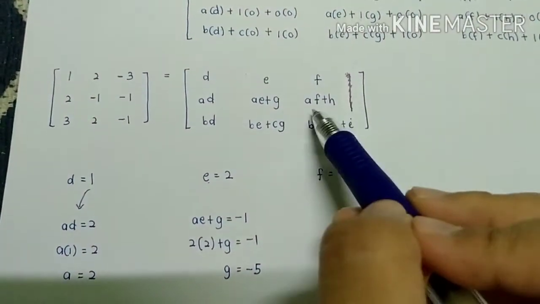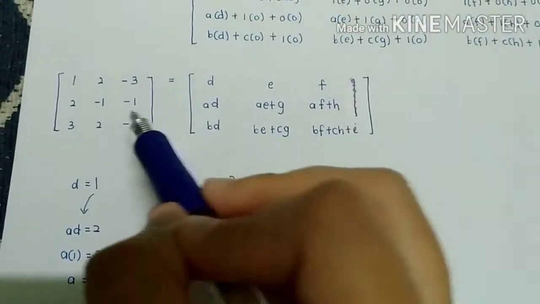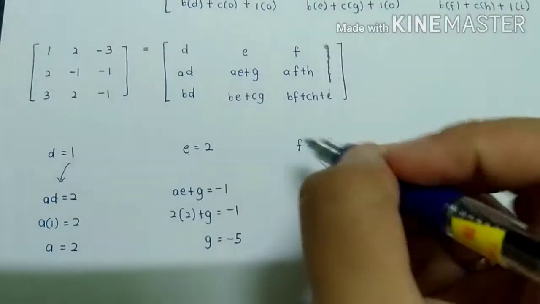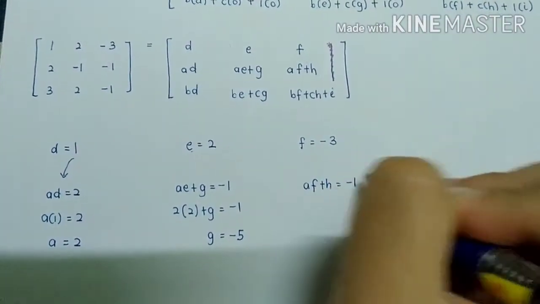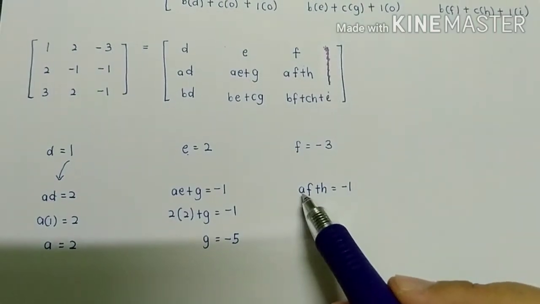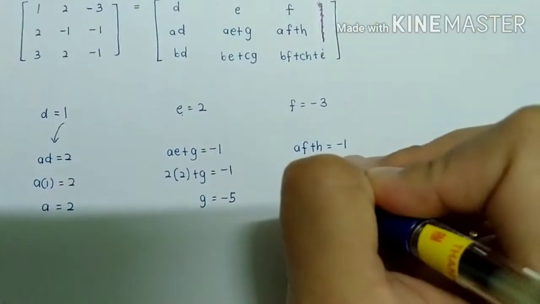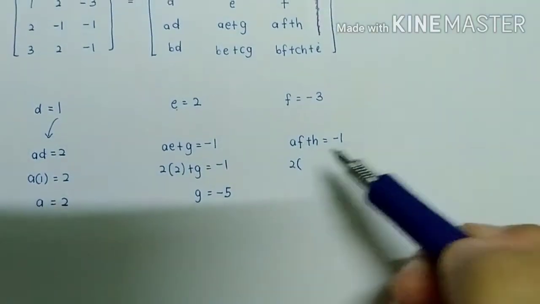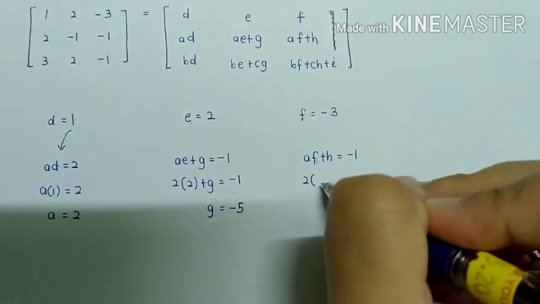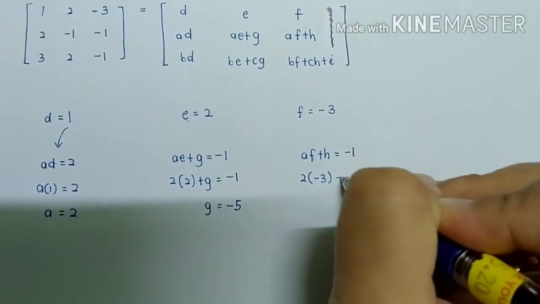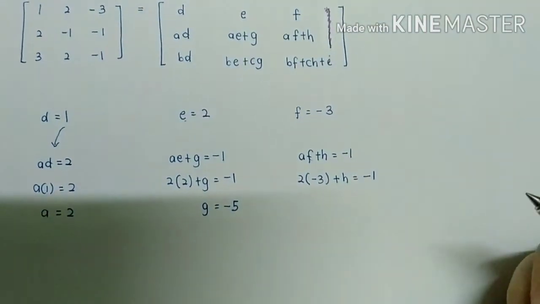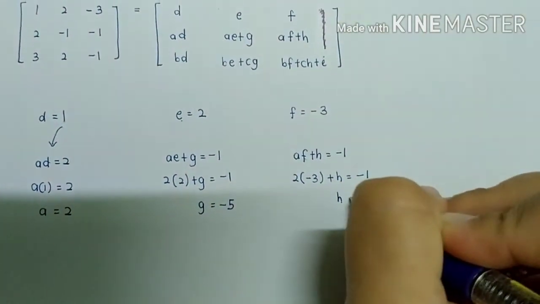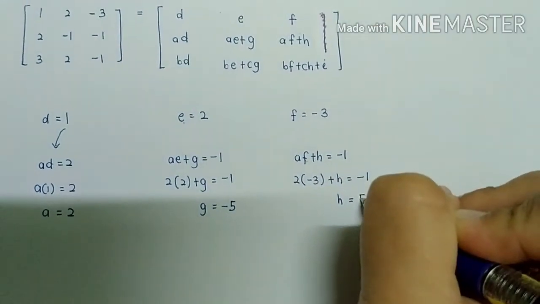Then we have AF plus H equals negative 1. So the value of A is 2 times F is negative 3, and then plus H equals negative 1. So H is equal to 5.